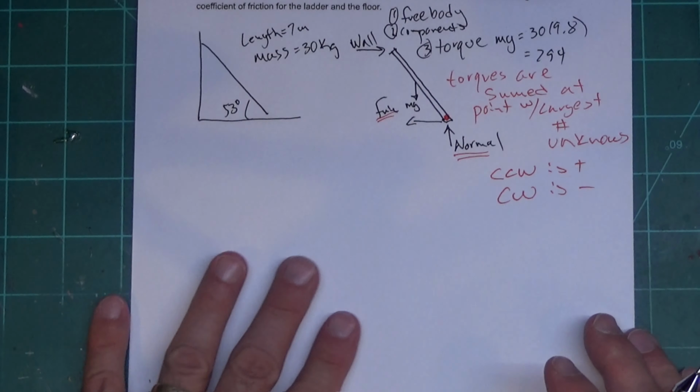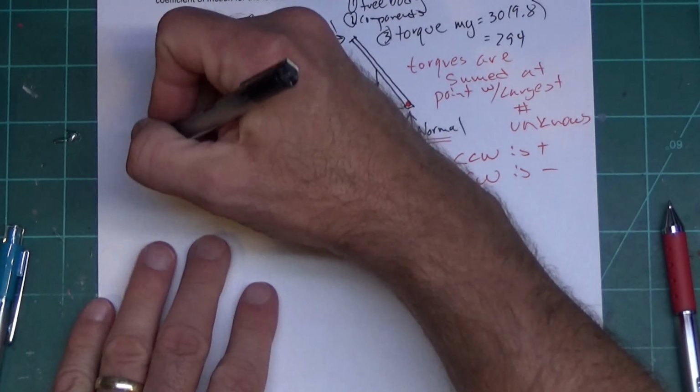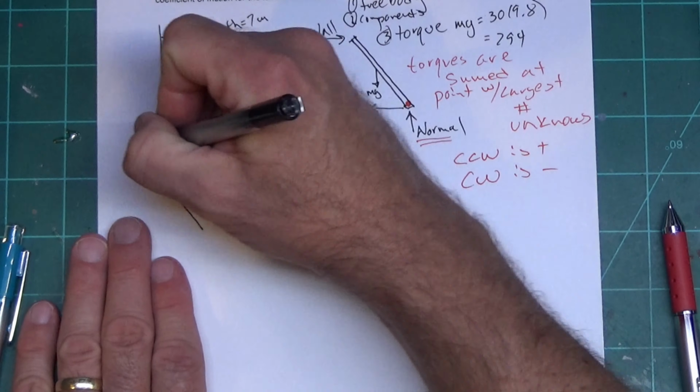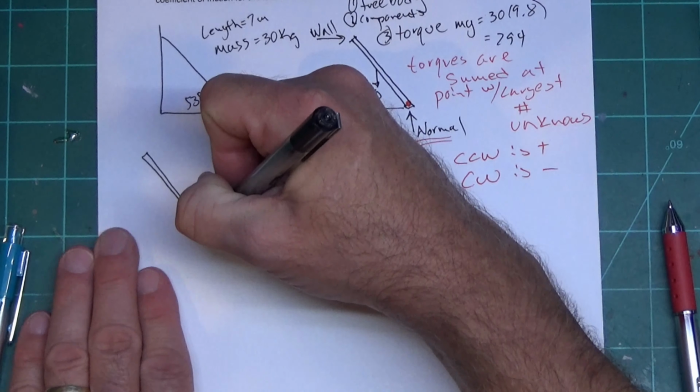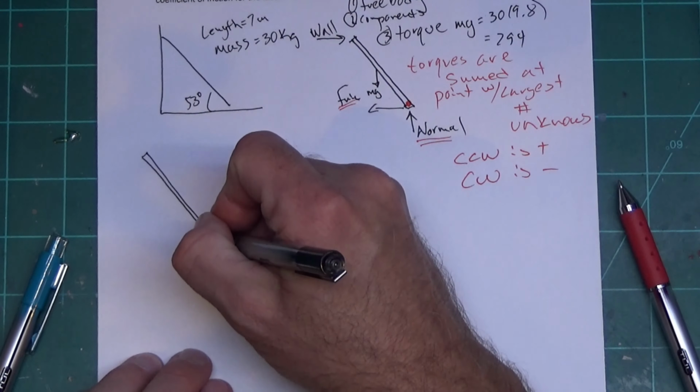So what I'm going to do is redraw this free body a little bit because it's too small up there. Now that I know where my pivot point is, I have to measure all my distances from this pivot point.